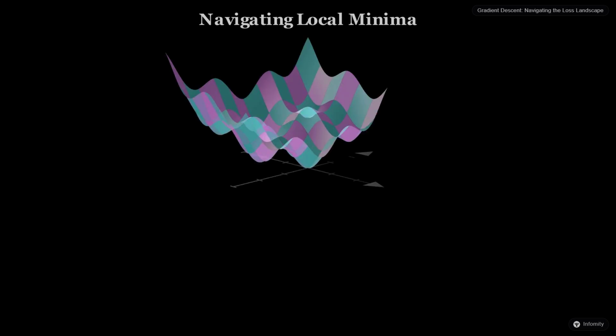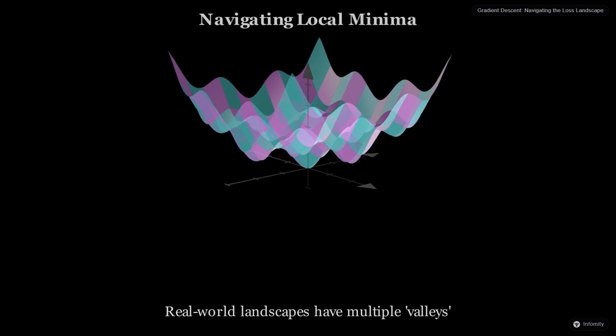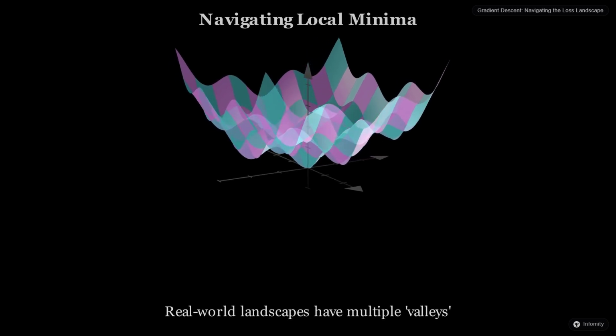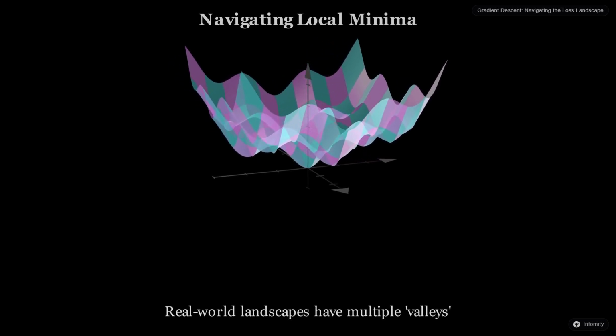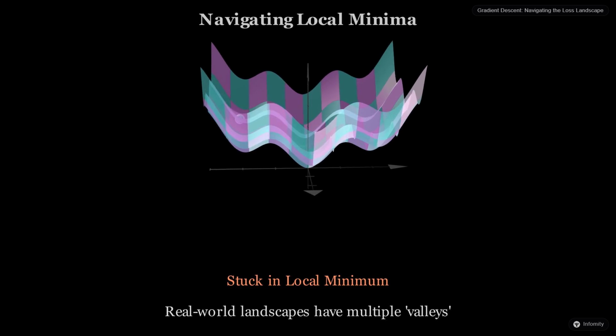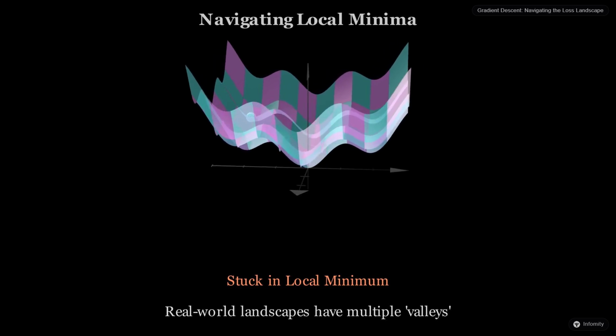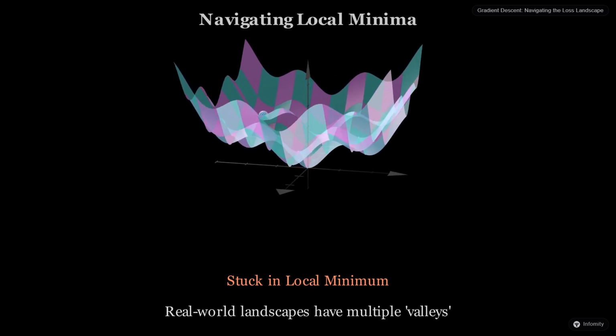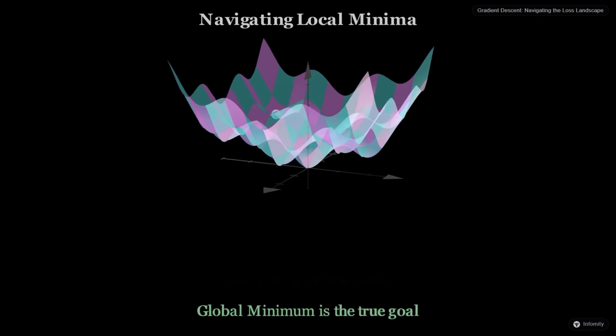While the parabola has one clear minimum, real-world loss landscapes can be much more complex. They often have multiple valleys, known as local minima, where the slope becomes zero. If our gradient descent process starts near a local minimum, it might get stuck there, believing it has found the lowest point even if a deeper valley, the global minimum, exists elsewhere.